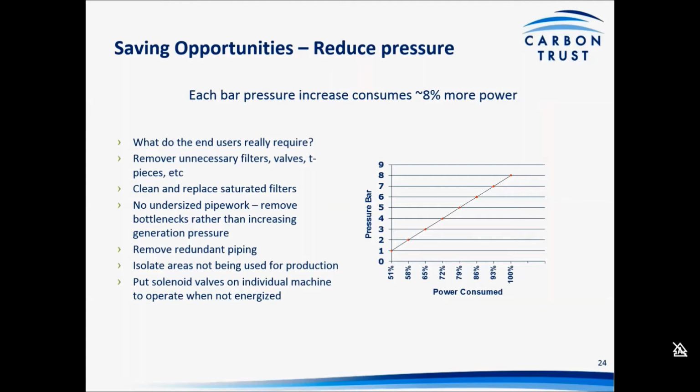A common way to do it is just to reduce it by half a bar. Don't be telling anybody you're doing it, because as soon as something goes wrong, it's going to be blamed on the pressure drop when it may not actually be that. So you just continue to take that down over the course of a number of weeks, and if you're able to eke out a bar or a bar and a half, then there's a very easy saving to be made.